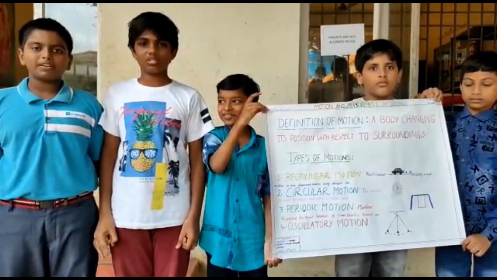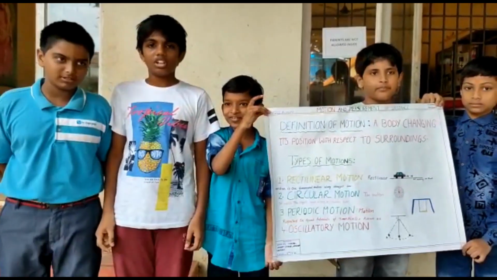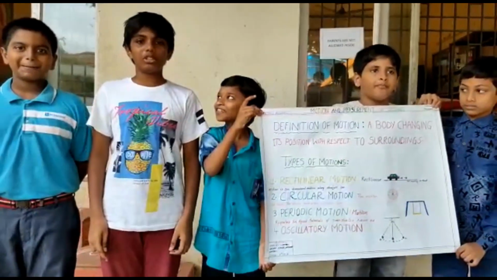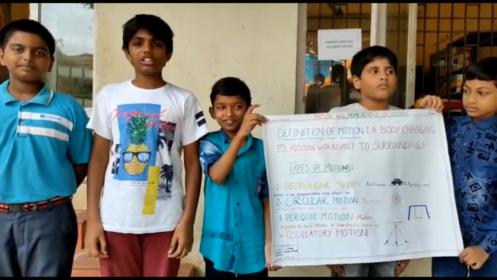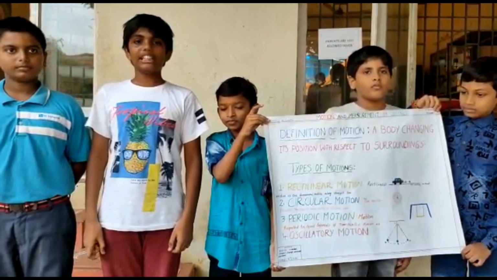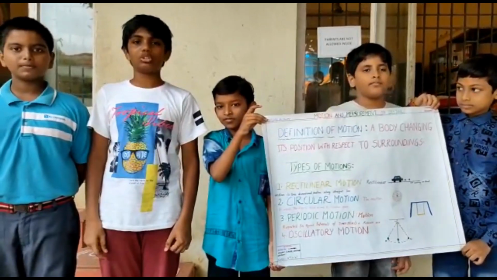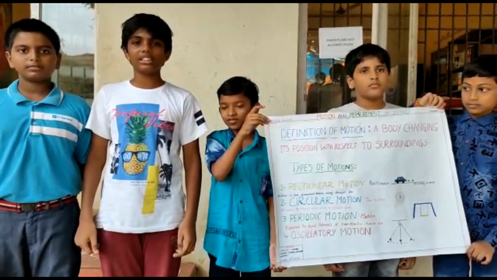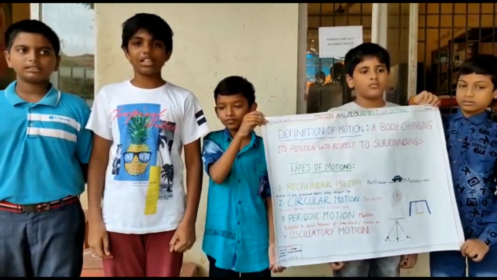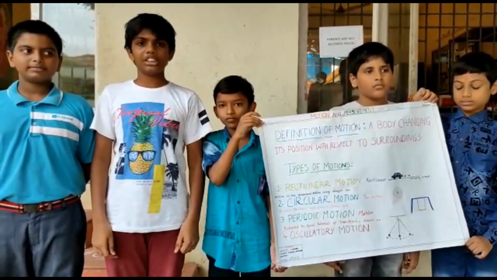Oscillating motion. Now my friends will continue about types of motion. Good morning everybody. My name is Yosh. I am studying in 6C5A. Today I am going to tell about circular motion. The body changing its position from one place to another place in a circular path is called circular motion. Examples: the wheel of a bicycle and a washing machine, etc.